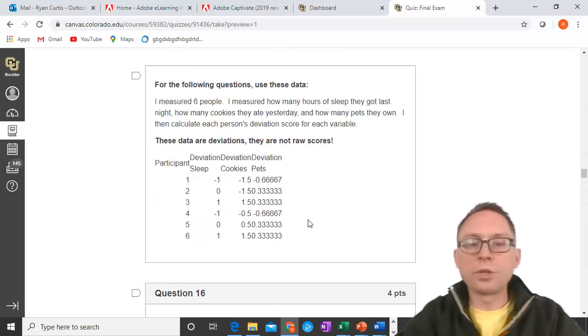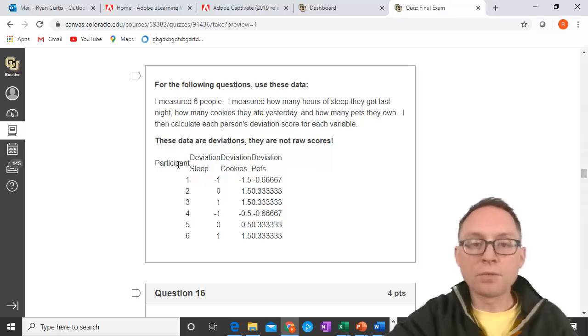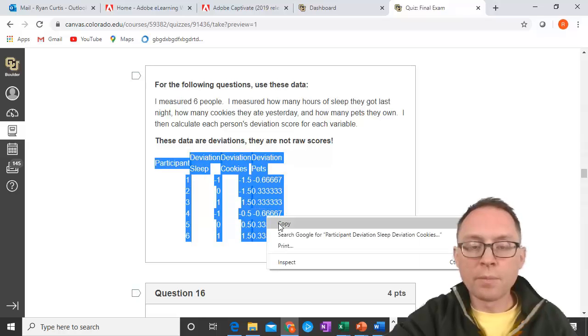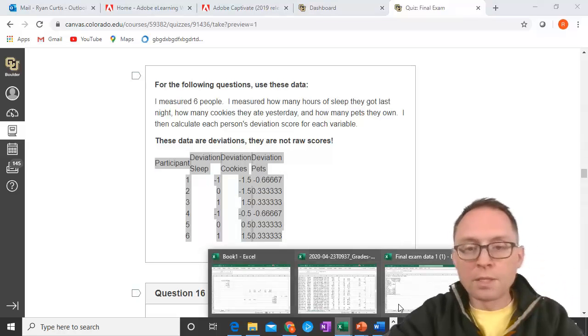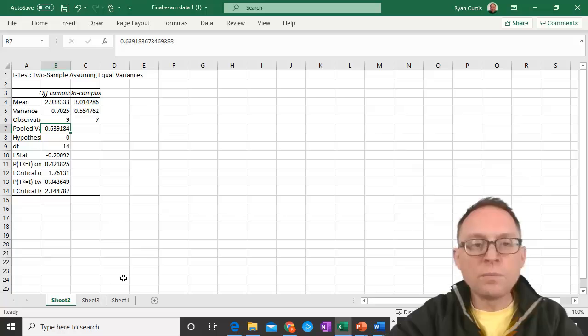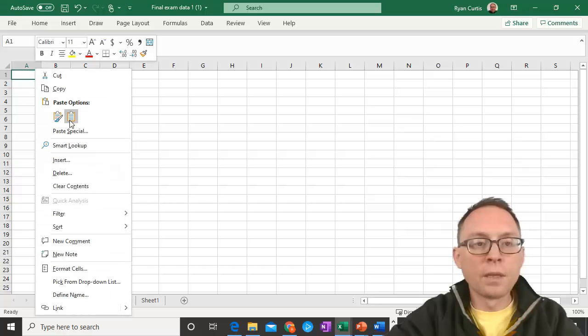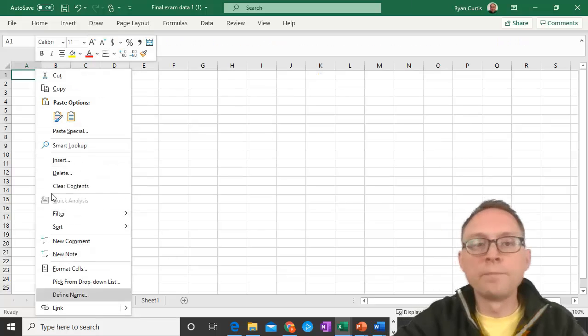Okay, for the next questions, we're going to use these data. Now, these data are deviations. They are not raw scores. So I'm going to go ahead and just copy these over into my Excel document and see if they're going to let me keep them in the Excel. If not, then I can calculate them separately. Let's see if we can do this. Because these are new data, I'm just going to go ahead and get a brand new sheet for all of these. And let's see if it's going to let me. Yeah, it's not going to let me do it. So I'll go ahead and enter them in.